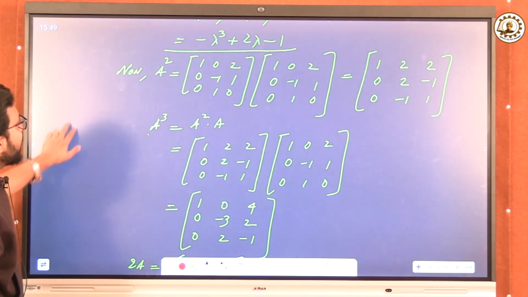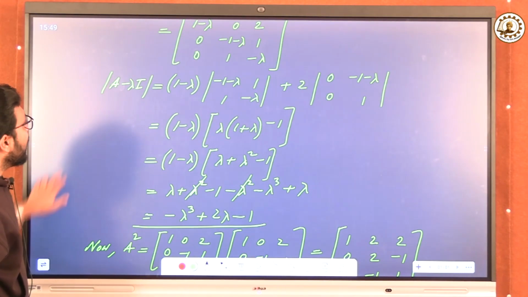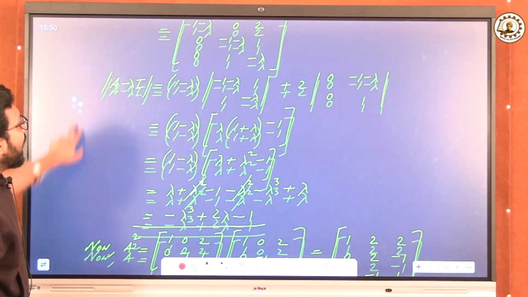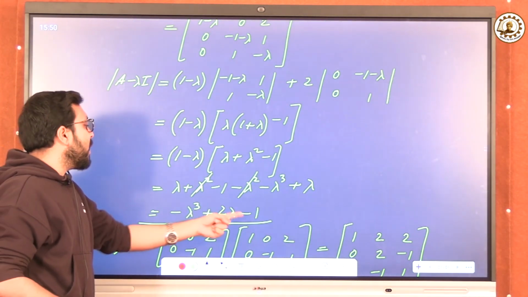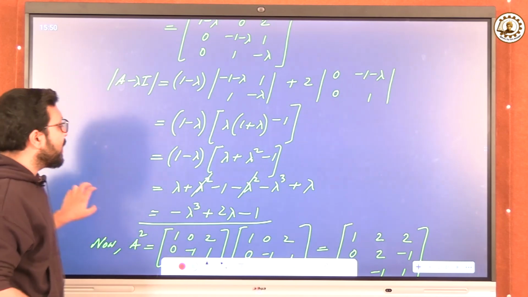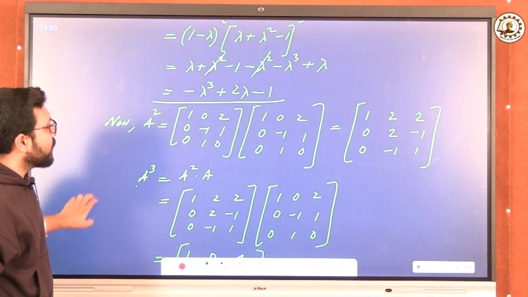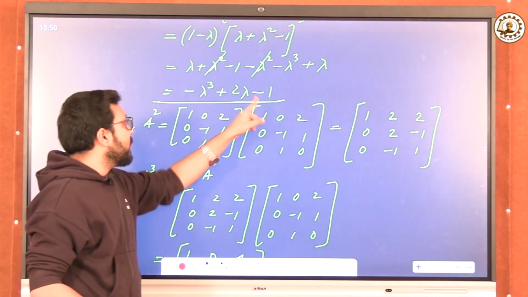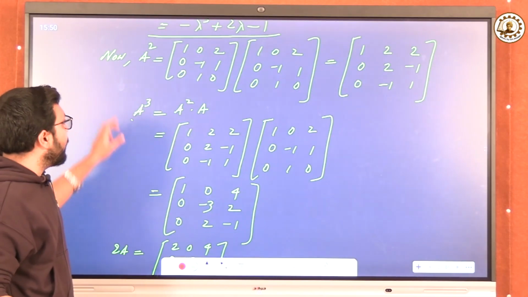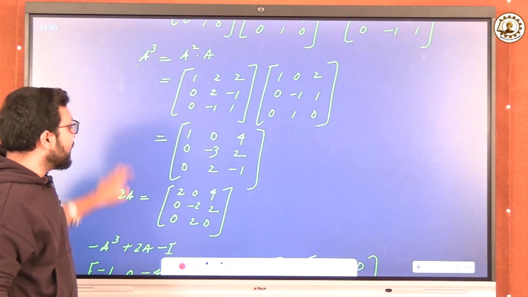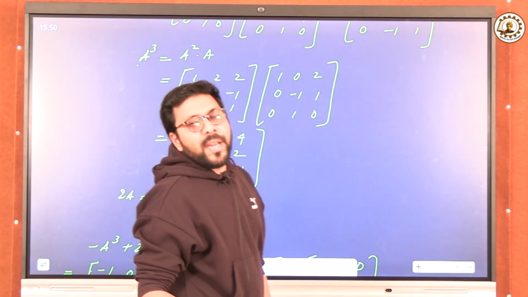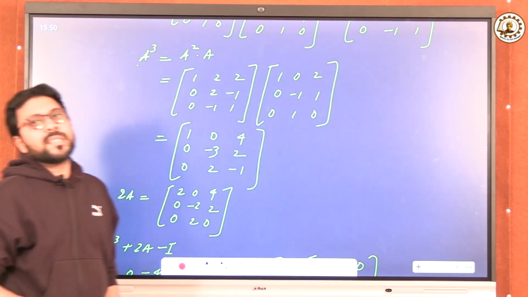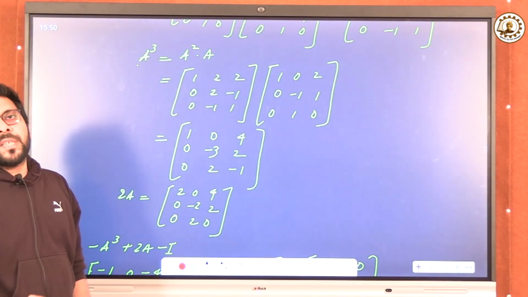So look at this. Here we started with the characteristic equation, the determinant of A minus lambda I, and accordingly we developed this equation. This was the characteristic equation. Finally, when we substitute A in place of lambda, we are getting the value of this expression as 0. Hence, the characteristic equation is satisfied by the given matrix. Hence, this Cayley Hamilton theorem is verified.